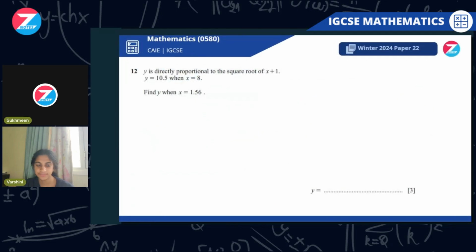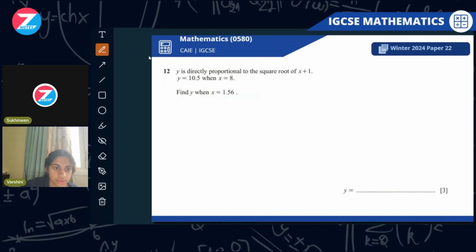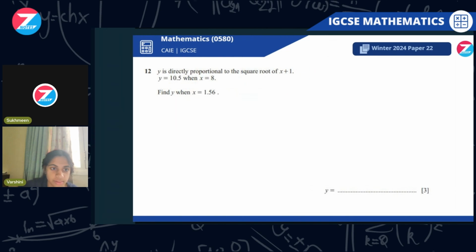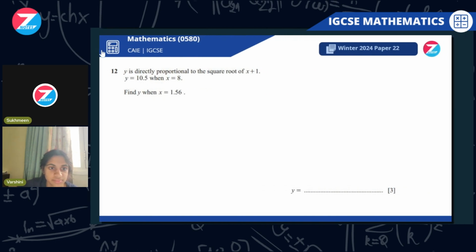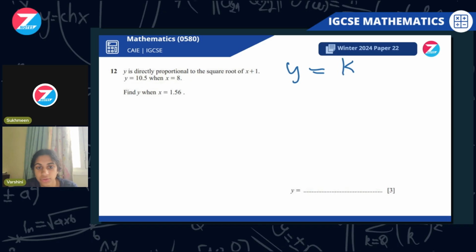Okay, to the next question. y is directly proportional to the square root of x plus 1. Okay, y is directly proportional. This is the sign. Instead of writing it like this, we also know that when it's directly proportional, it's some number, which we can write as k, so y equals k times the square root of x plus 1.